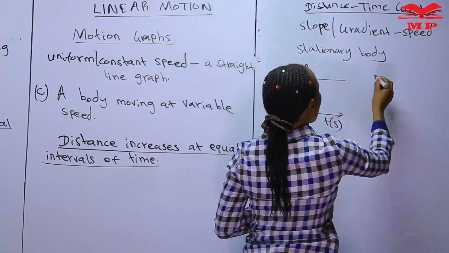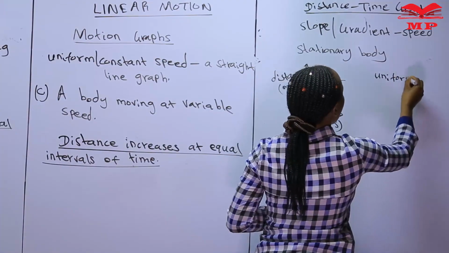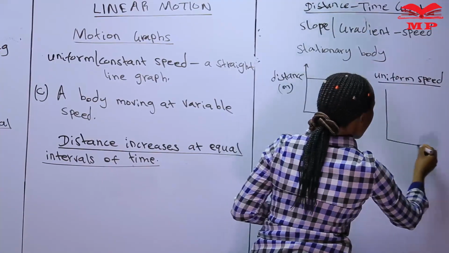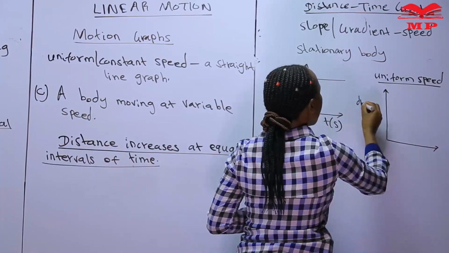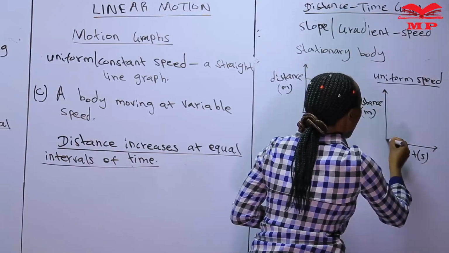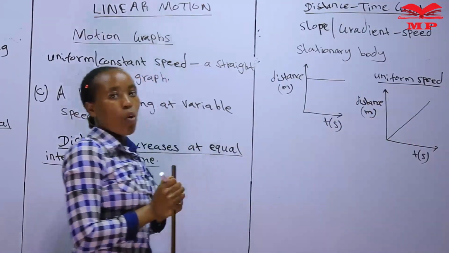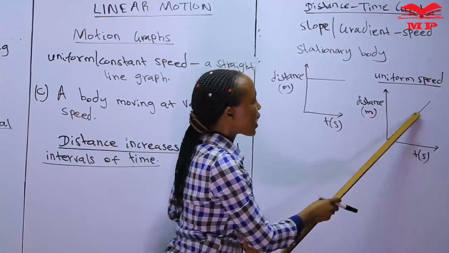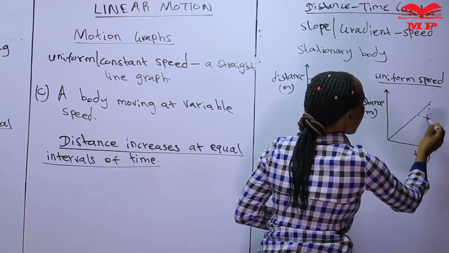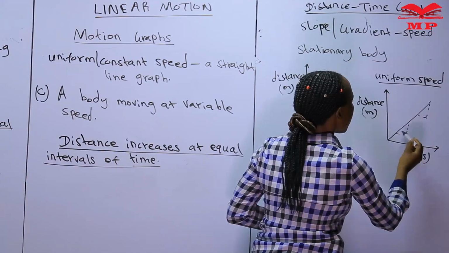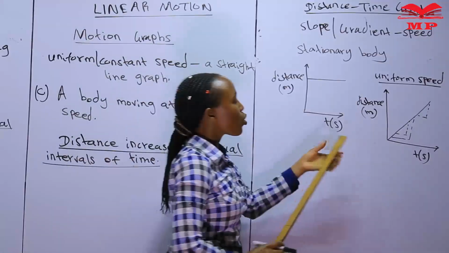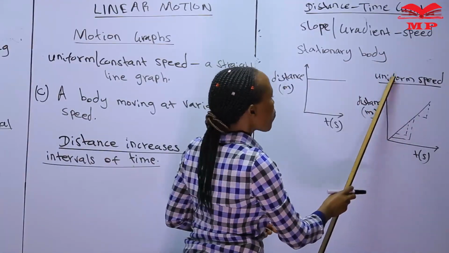But if the body is moving at a uniform speed, meaning that the distance is changing uniformly at equal intervals of time, for the distance in meters and the time in seconds, we are going to have a straight line graph, whereby wherever you calculate the gradient, the speed will be the same. If you calculate the gradient from this point here, another person calculates from this point here, maybe another one from this one, it will be the same, meaning that the body is moving at a constant or uniform speed.